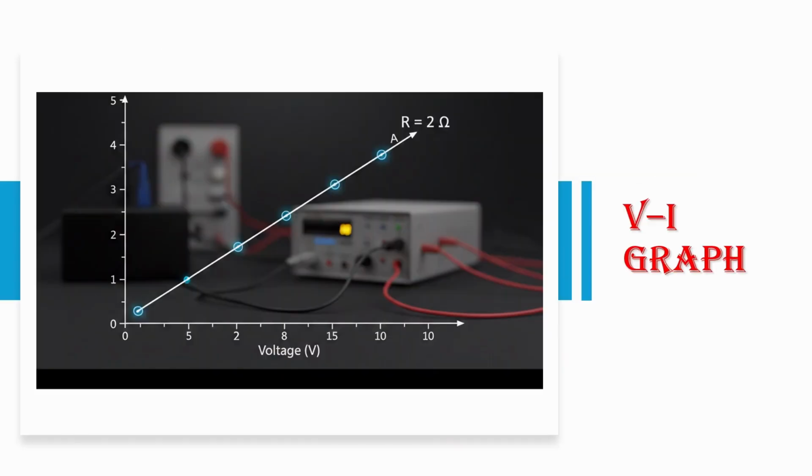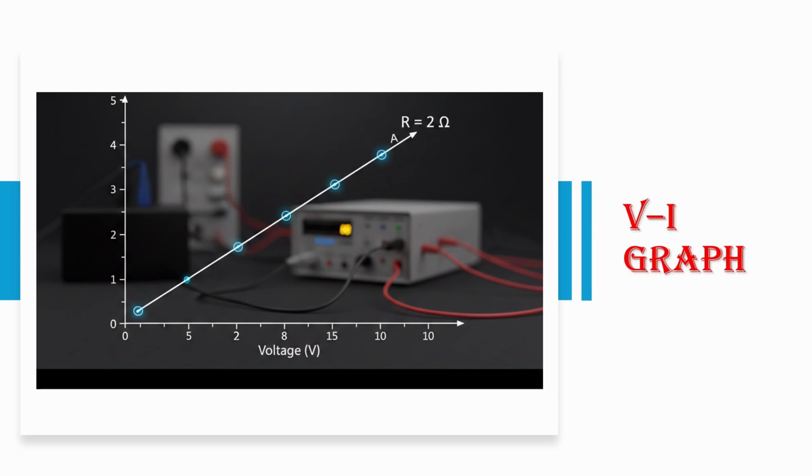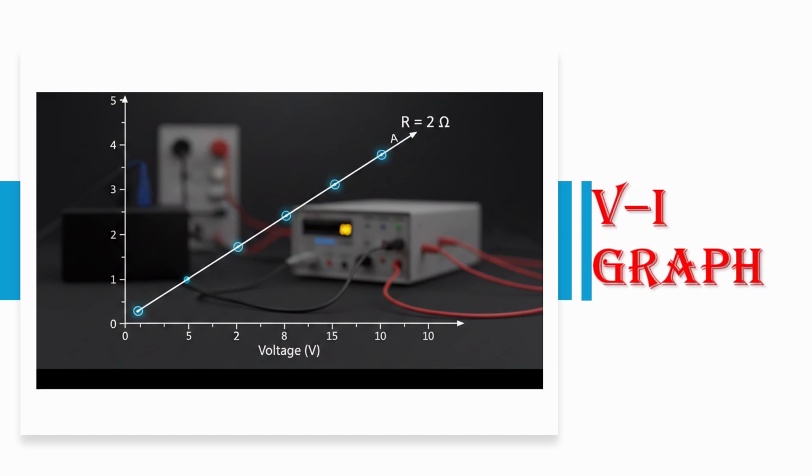To understand this concept better, let's look at the VI graph. In this slide, you can see that the graph forms a perfectly straight line. When the resistance is kept at 2 ohms and the voltage is increased from 5 volts to 10 volts and then to 15 volts, the current also increases in the same proportion. This straight line graph is clear evidence that voltage and current are directly proportional.